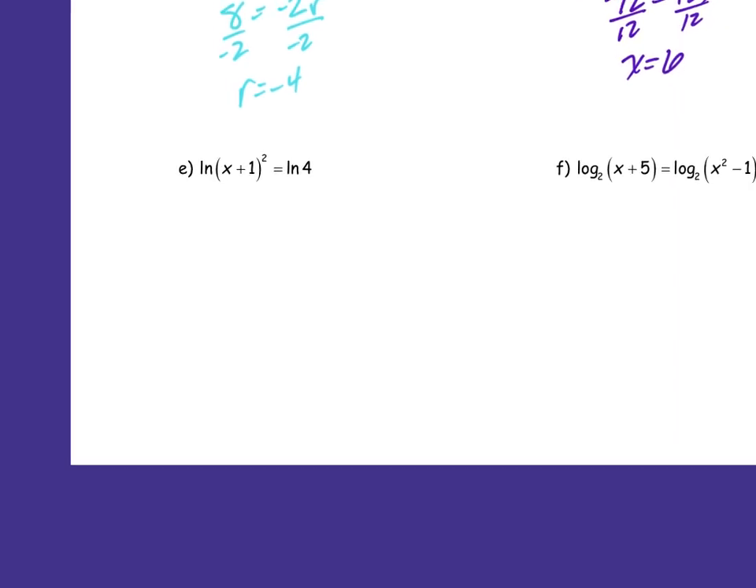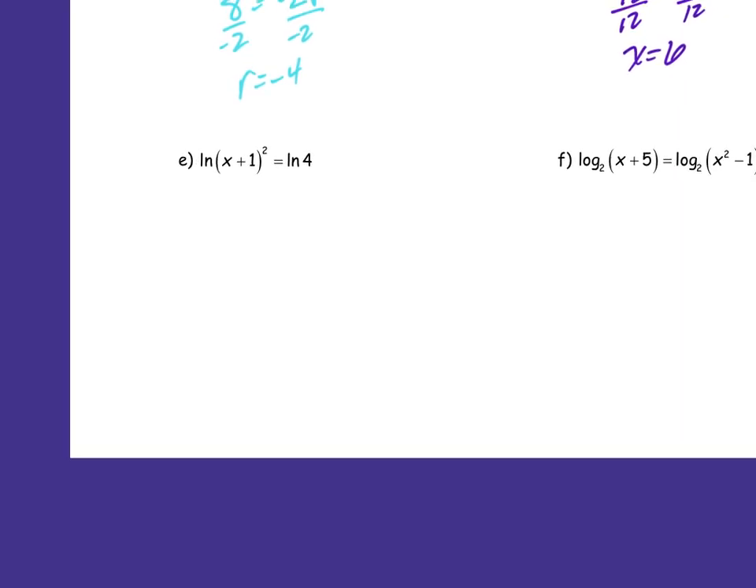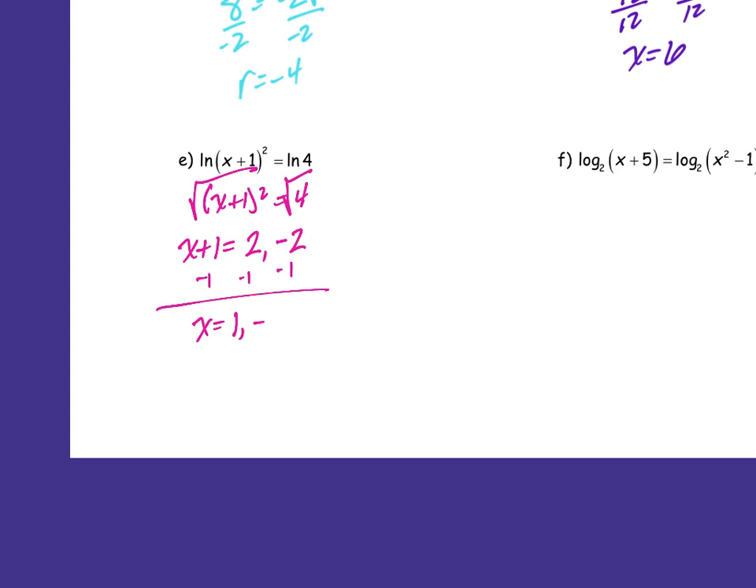So natural log again, it's okay. They're both natural logs, so they both are equal to each other. So I can say that x plus 1 squared equals 4. So how do I undo a square? Well, I square root it. If I square root one side, I have to square root the other. And that gives me x plus 1 equals 2 or negative 2. Two answers for square root. Subtract 1 from everything, and I get x equals 1 or negative 3.